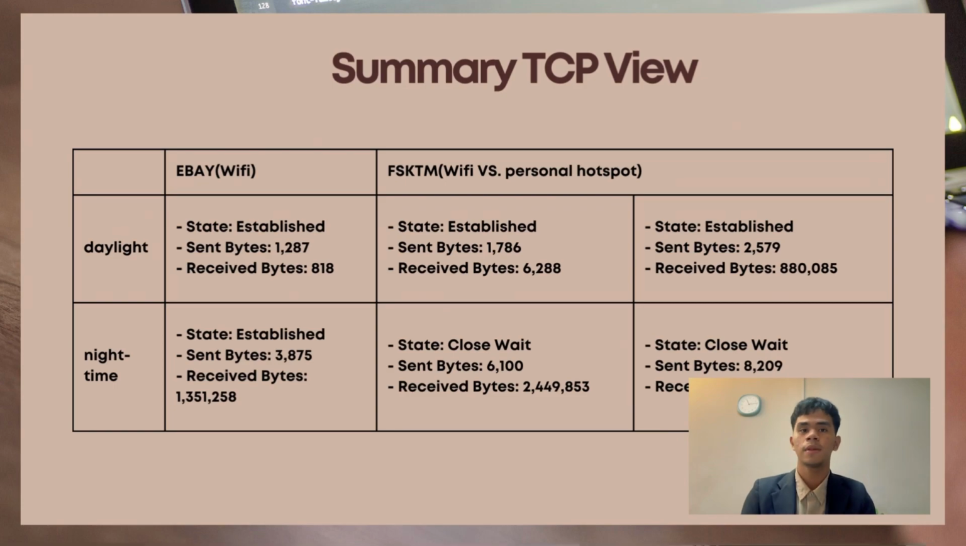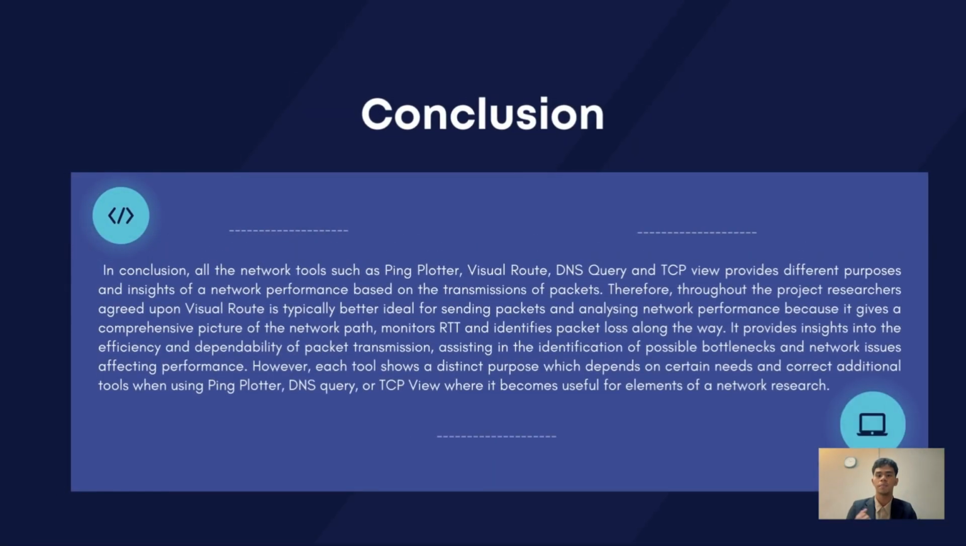So, in conclusion, all the network tools, such as PingPlotter, VisualRoute, DNS query, and TCPView, provide different purposes and insights into network performance based on the transmission of packets. Therefore, throughout the project, researchers agreed that VisualRoute is typically better or ideal for sending packets and analyzing network performance because it gives a comprehensive picture of the network path, monitors ISP, and identifies packet loss along the way.